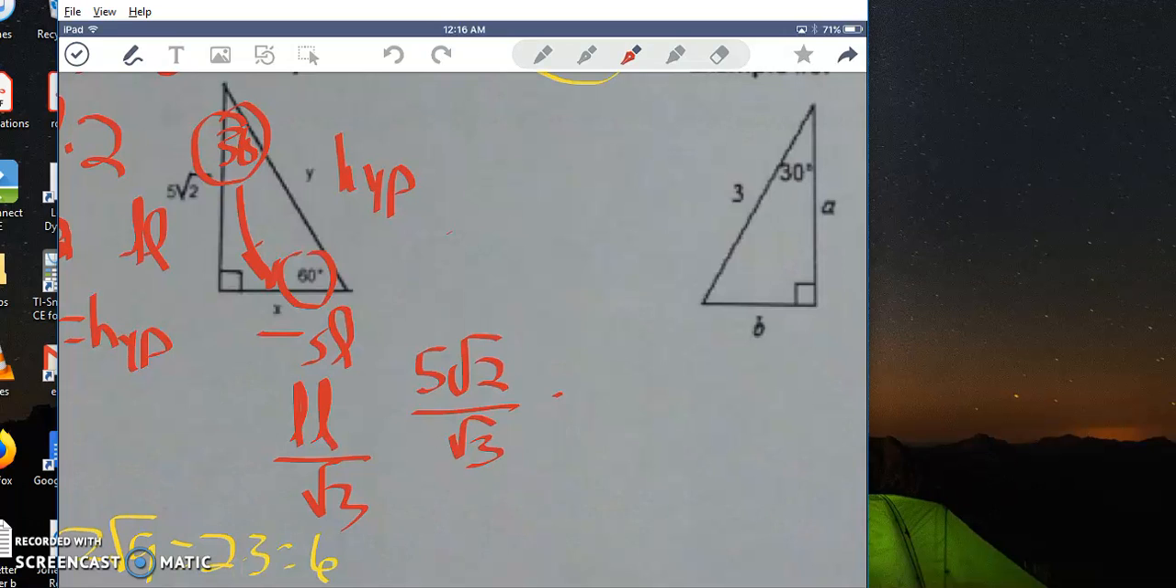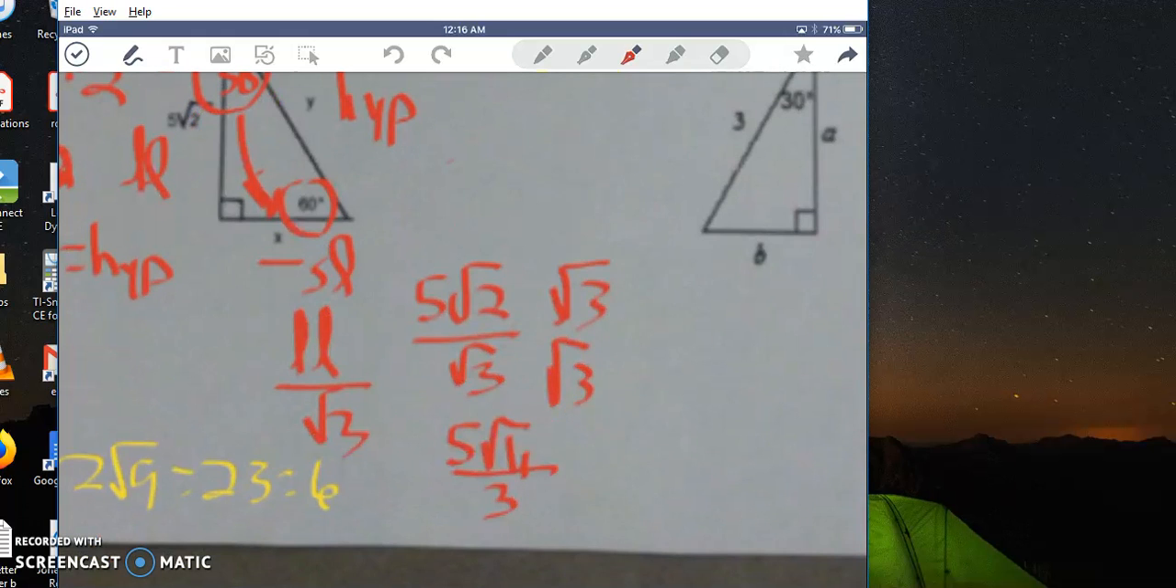To get rid of a radical in the denominator, we multiply it by itself. What we do to the bottom, we do to the top. So we end up with 5 radical 6 over 3. We look to see if we can simplify this. We cannot simplify the 5 or the 3. So our short leg is going to be 5 radical 6 over 3.